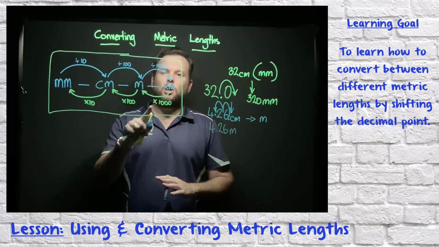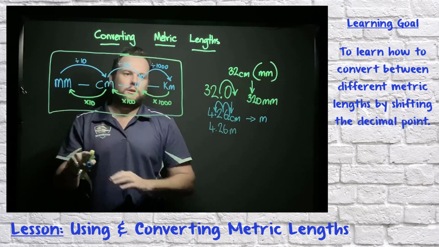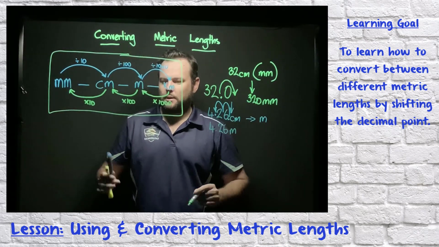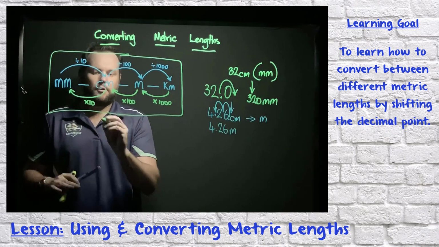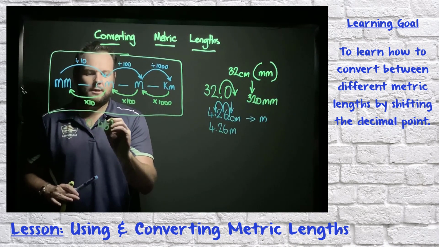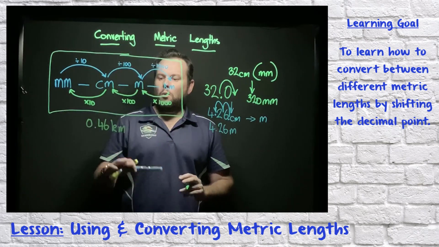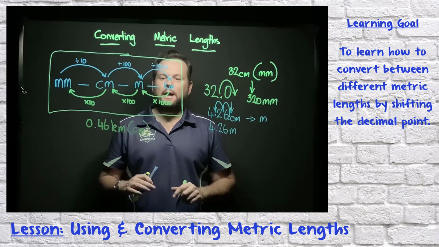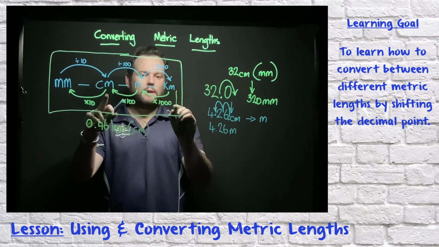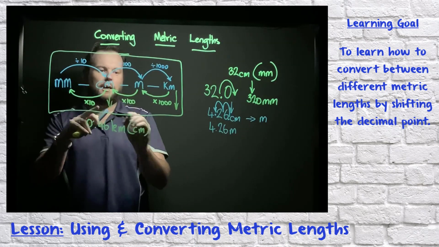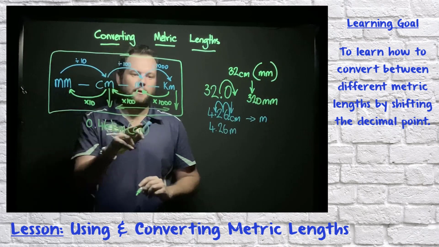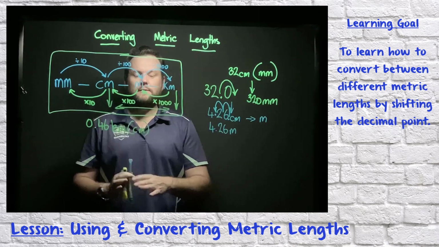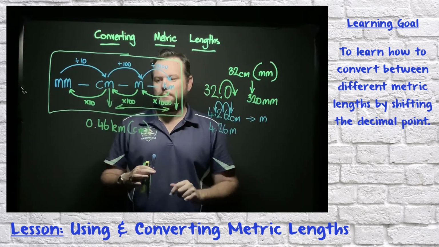Now, sometimes you can shift multiple units. So let's just say we're going from kilometers to centimeters, okay? So here we go. Let's say I've got 0.46 kilometers, okay? And I want to go to centimeters, all right? We need to count how many zeros there are in between this point here and this point here. So everything in here, how many zeros are there? There's 1, 2, 3, 4, 5. So what that's going to mean is we're going to have to shift our decimal point 5 times, okay?